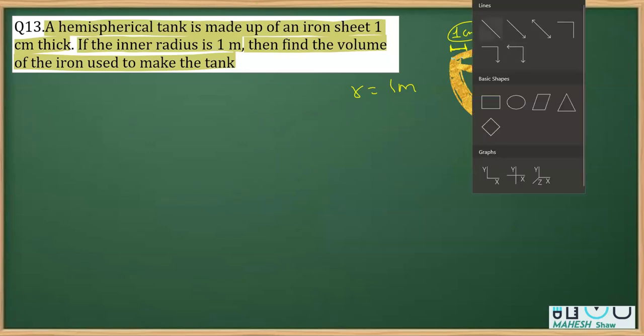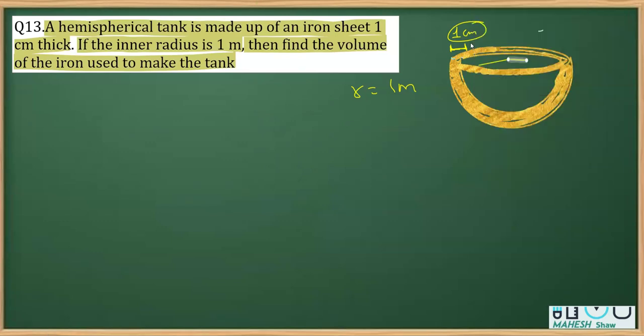Now, since we know the inner radius and the thickness, we can get the outer radius as well. Clearly, the outer radius will be this portion, the outside one, right? So we can see from the figure also that the outer radius will be obtained by adding the inner radius, which is 1 meter, plus the thickness, which in meters is 0.01 meter. So we get the outer radius as 1.01 meter.